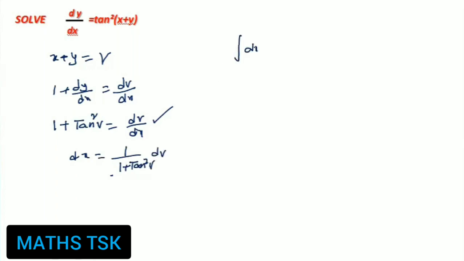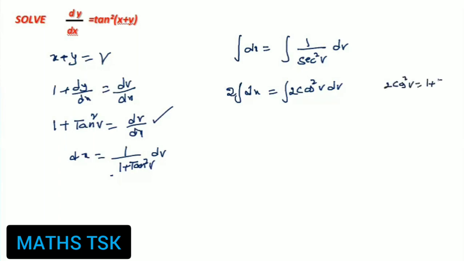Integration of dx is equal to integration of 1 by 1 plus tan square v into dv. 1 plus tan square is secant square v, so integration of dx is equal to integration of cos square v into dv. So multiply with 2 on both sides. We know that 2 cos square v is equal to 1 plus cos 2v. So I can write it as 2 into integration of dx is equal to integration of 1 plus cos 2v into dv.